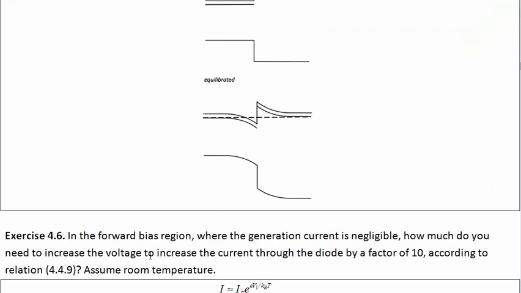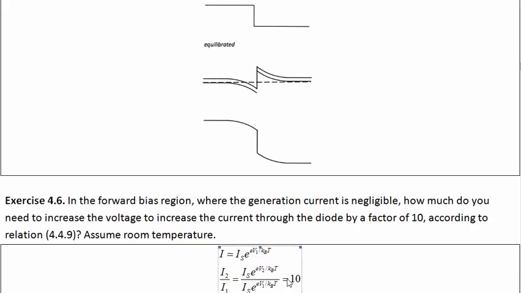Exercise 4.6. In forward bias, where the generation current is negligible, how much do you need to increase the voltage to increase the current through the diode by a factor of 10 according to relation 4.49? Assume room temperature. Here is our equation. We're neglecting the generation current. We're neglecting the second term here.